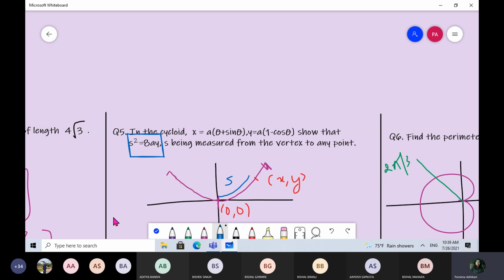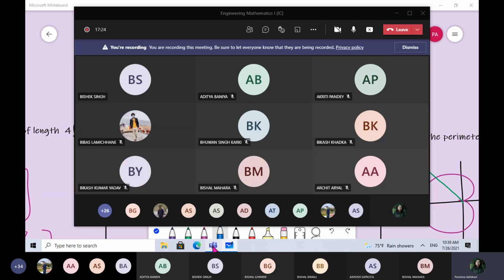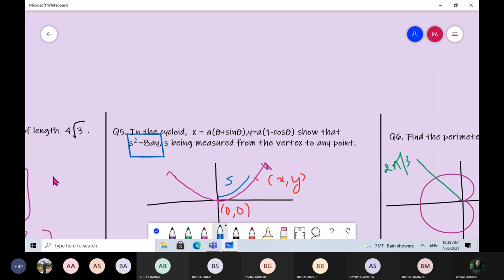ये कसैको continuously unmute. Mute करूँ मैं, सबैको mute करूँ.